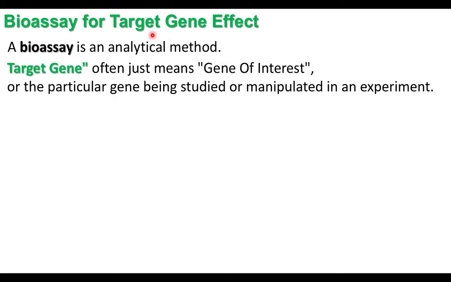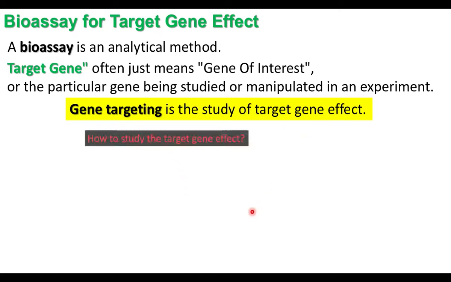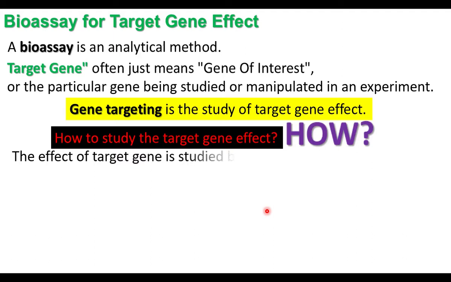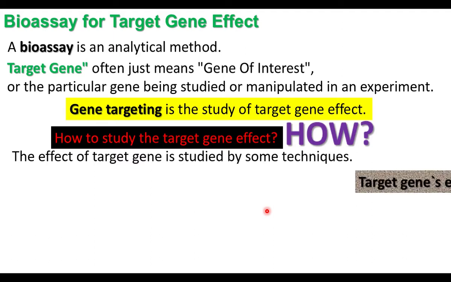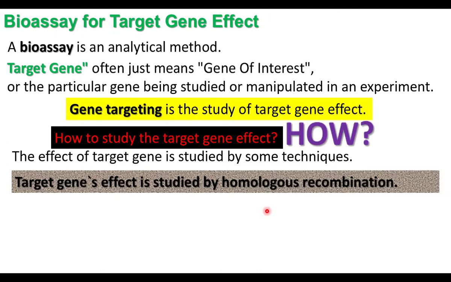We may not know the function of a particular gene, but we will like to study that gene. That gene is target gene. Gene targeting is the study of target gene effects. If we want to study the effect of target gene, we need a technique. The effect of target gene is studied by some techniques. Target gene's effect is studied by homologous recombination.